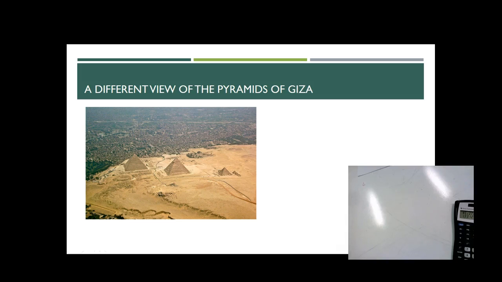The last thing I wanted to leave you guys with is just a little bit different view. We might be used to seeing the pyramids in Giza, which is in Egypt. And all of this pyramid and solid work made me think about this. But what a lot of people don't realize is that the city of Cairo itself is right up on the edge of where those pyramids are.